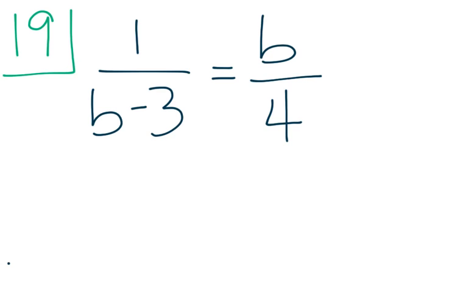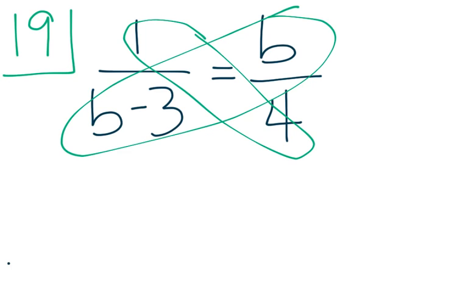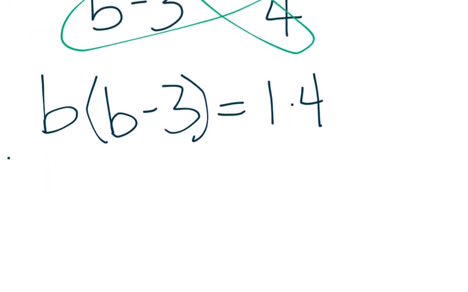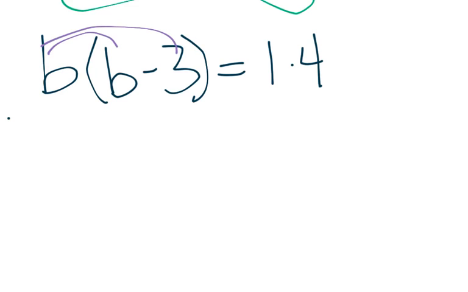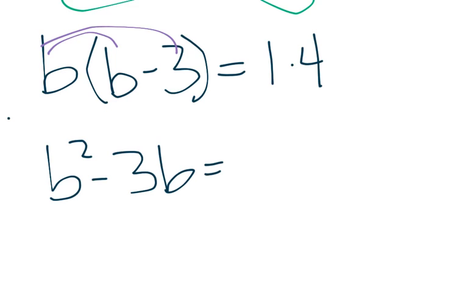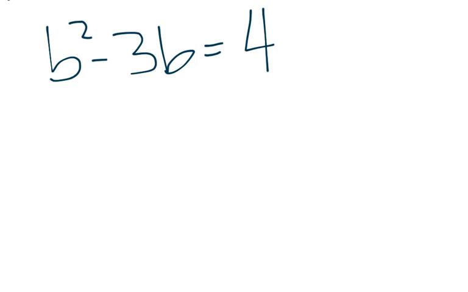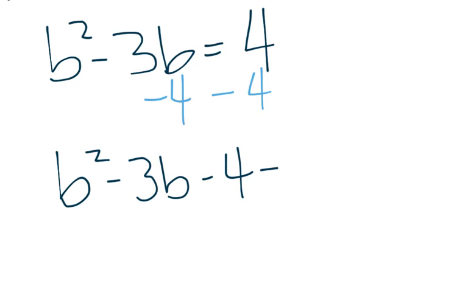So now we can cross multiply again. So we have 1 times 4 times b minus 3. So b minus 3 equals 1 times 4. So over here we want to distribute. So we have b squared minus 3b equals 1 times 4, which is 4. And once again, we have b squared, a b, and a number. So that means we want everything on the same side. So we're going to subtract 4 from both sides. And we have b squared minus 3b minus 4 equals 0.